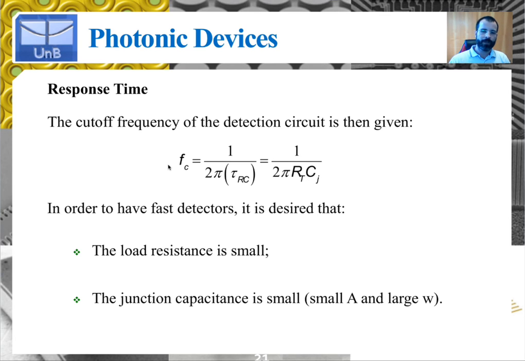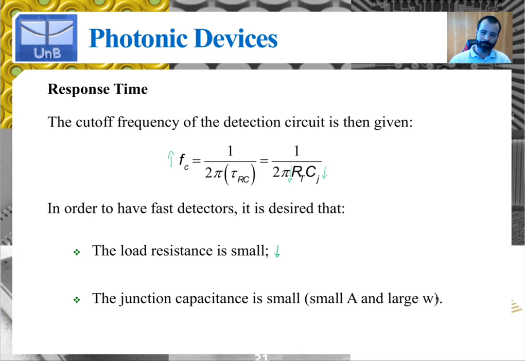And in order to have fast detectors which operate up to large cutoff frequencies, we need small capacitance and small total resistance. The load resistance in parallel with the input resistance of the amplifier and so on needs to be small, and the junction capacitance should be small as well, which means a small area and a large length.